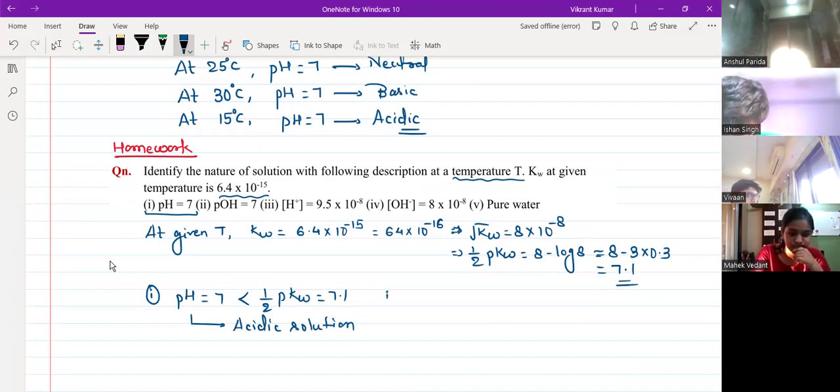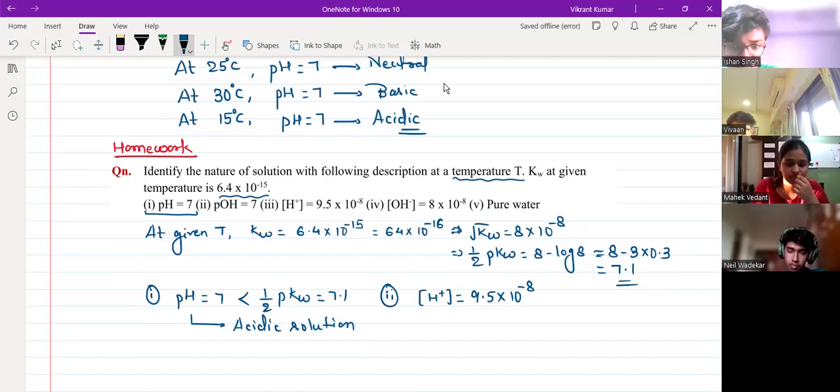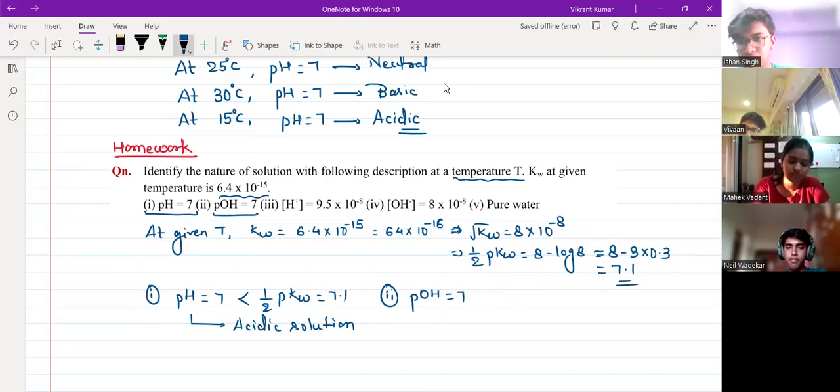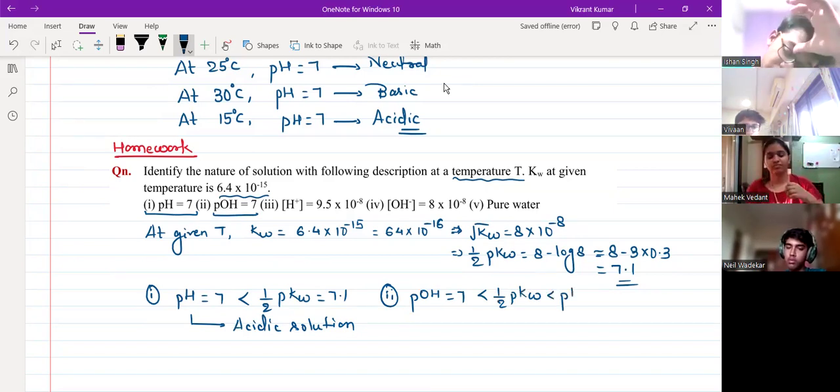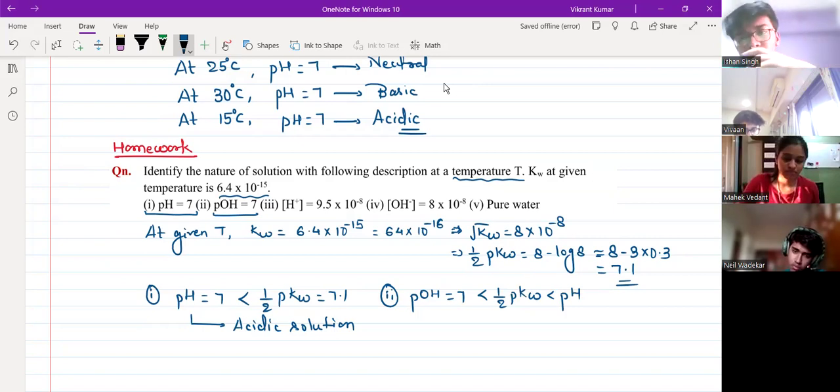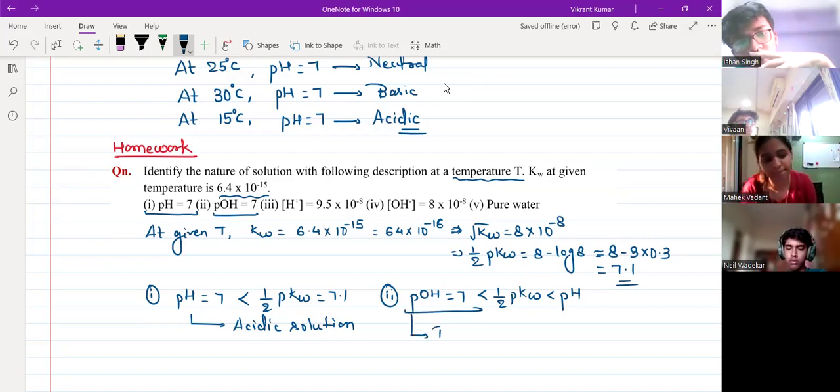Second question. They have given you H plus, 9.5 into 10 raised to minus 8. Now if I have been given H plus... So you missed the question. Sorry, the second one is pOH equals 7. So obviously if pOH is less than half pKw, then it becomes basic, because then pH will be greater than this. And that's why we are saying that this value is representing a basic solution.